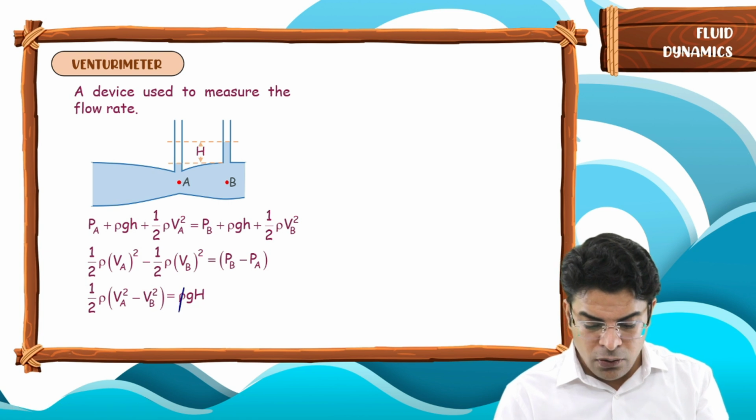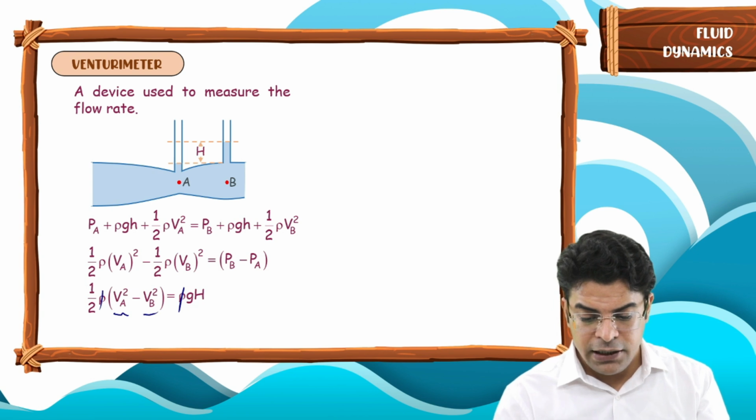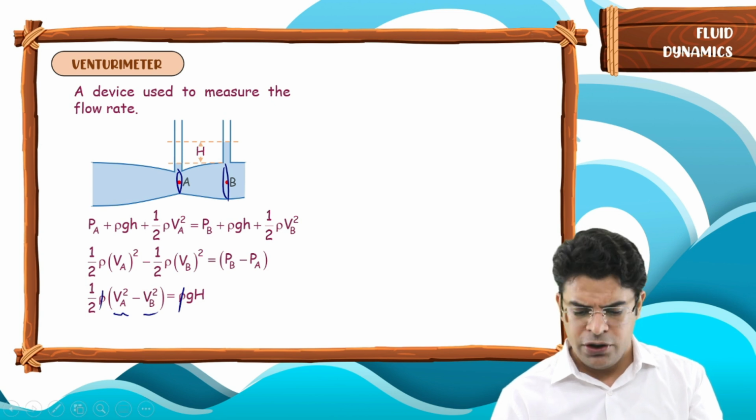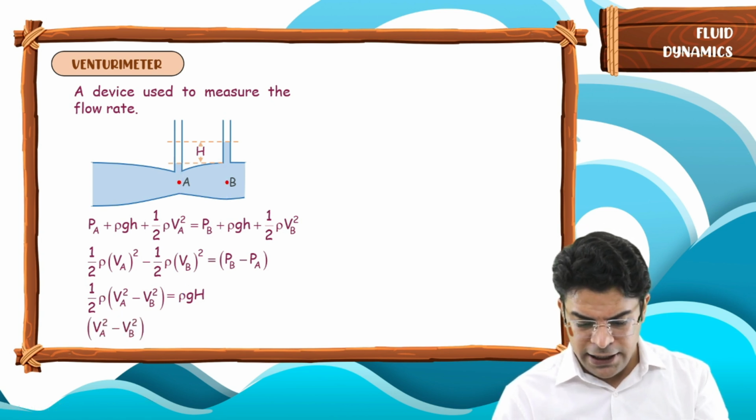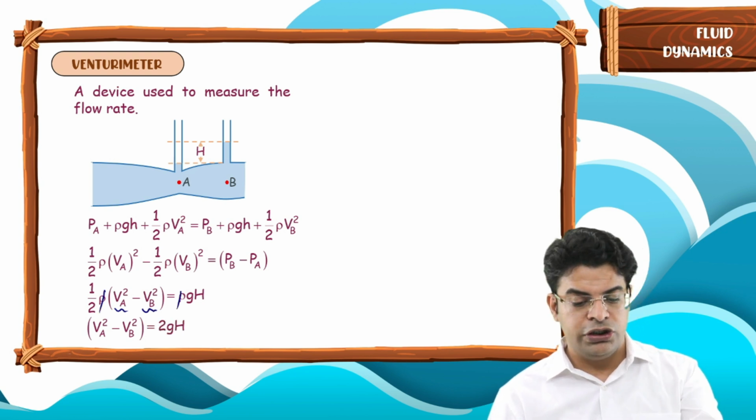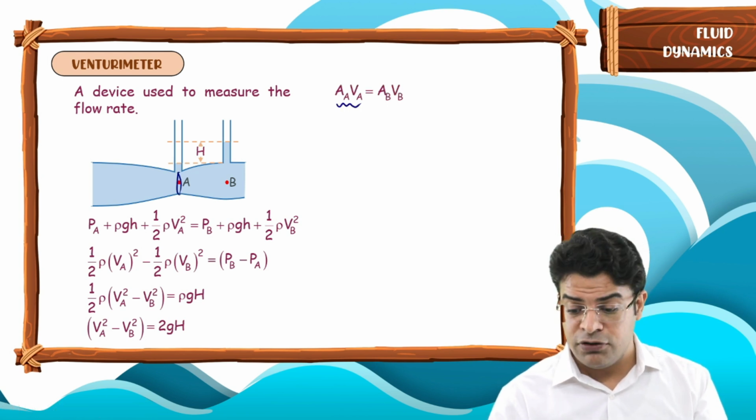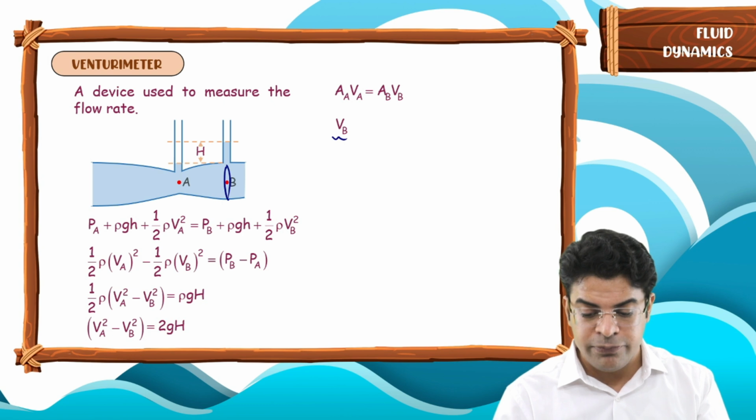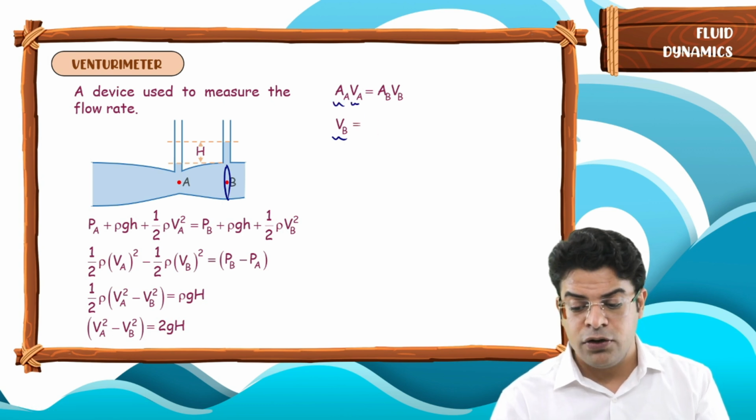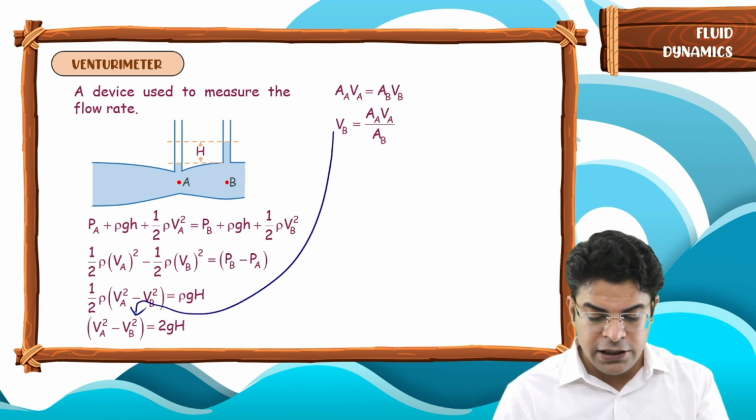Now cancelling out half rho and rho on both the sides, and from the equation of continuity we can say velocity at A multiplied by area at A equals velocity at B multiplied by area at B, right? So we can write VA square minus VB square equals 2gh. From the equation of continuity, area at A multiplied by velocity at A equals area at B multiplied by velocity at B. So from here you can say the velocity at B equals the area at A into velocity at A upon the area at B.